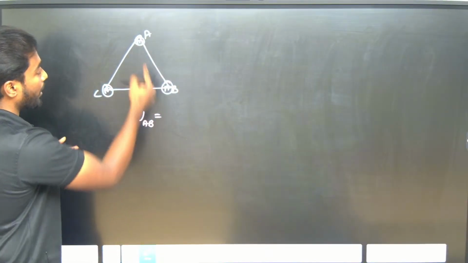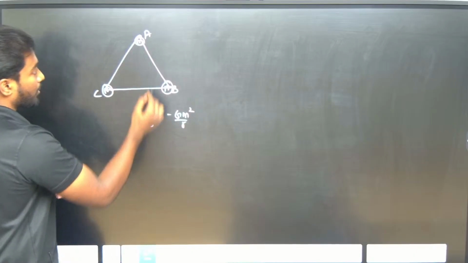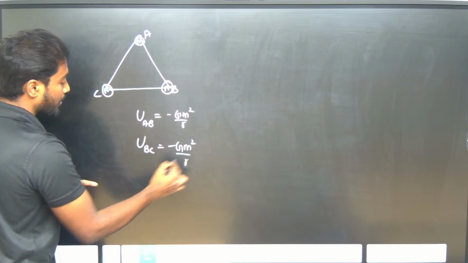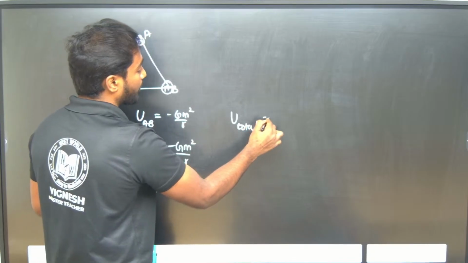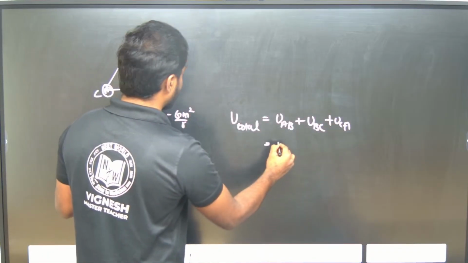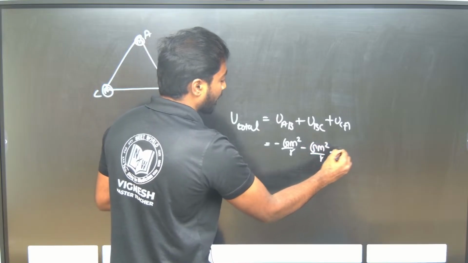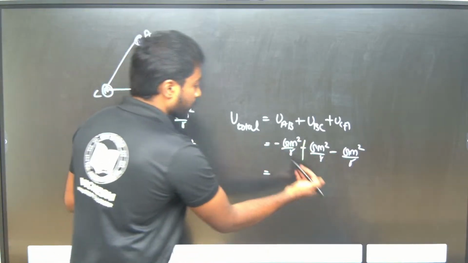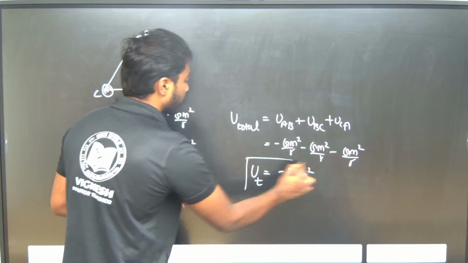UAB will be equal to minus Gm square by R. Next, UBC will be equal to minus Gm square by R, and UCA will be equal to minus Gm square by R. So U total equals UAB plus UBC plus UCA, which is minus Gm square by R three times. Taking minus Gm square by R common, I get minus 3Gm square by R. So this is the U total.